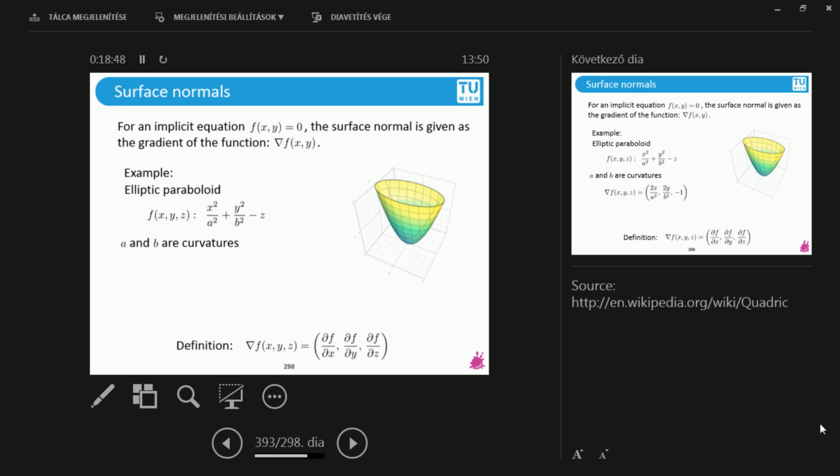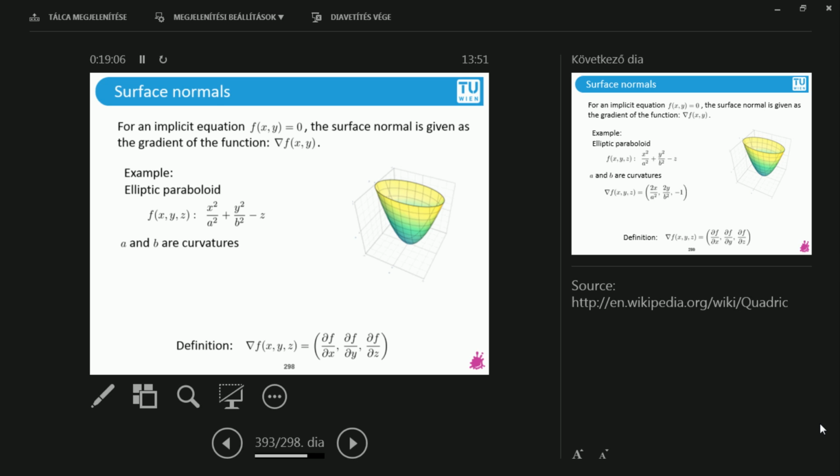What about the second term? The second term is the function differentiated with respect to y. Okay, does x depend on y? No, this term is going to be 0. What about this? Y squared is going to be 2y over b squared. Z doesn't depend on y, therefore this is going to be the second term.